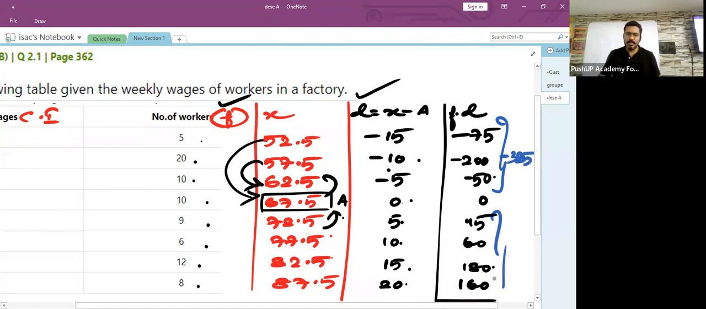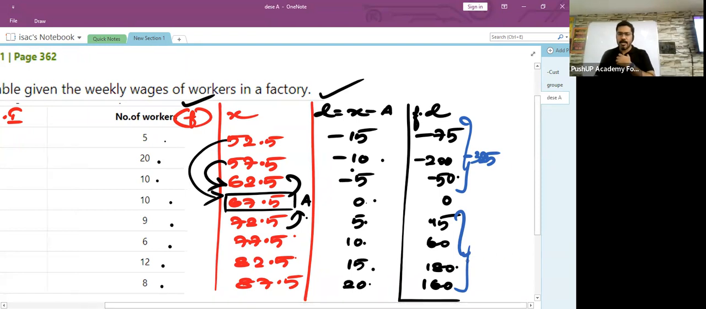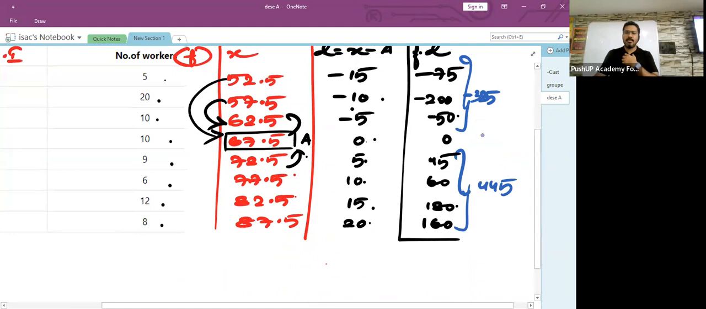Then the sum of all the positive numbers. How much is it? 445. Okay. Now let's find the sum of these two.